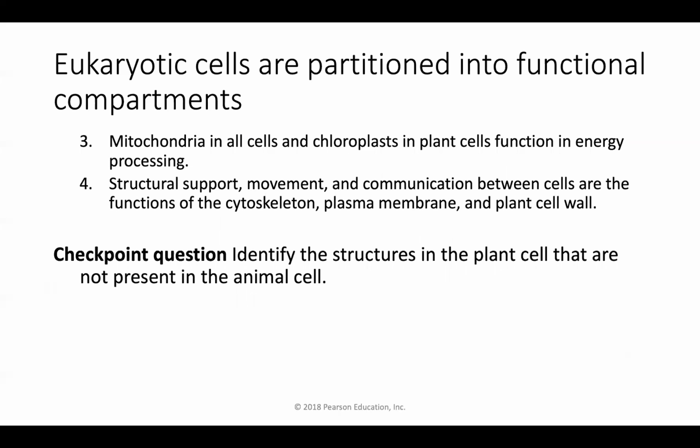Okay. The mitochondria is in all of the eukaryotic cells, and the chloroplasts in plants function in energy processing, right? And then there are other structures present for structural support, movement, communication between cells. So you've got the cytoskeleton, plasma membrane, plant cell wall. These are all functioning in structural support, movement, or communication between cells.